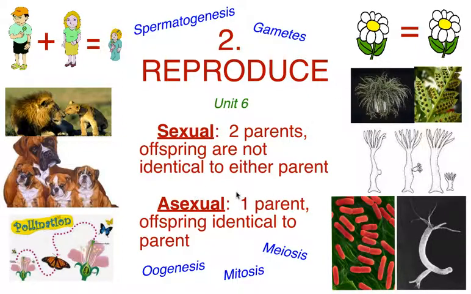Asexual reproduction means that there's only going to be one parent, and the offspring, because there's only one parent, will be identical to its parent. Some types of plants, like ferns that use spores, reproduce asexually.